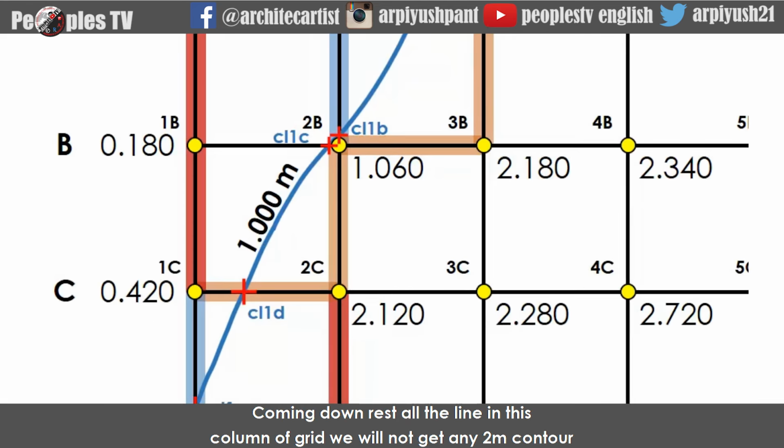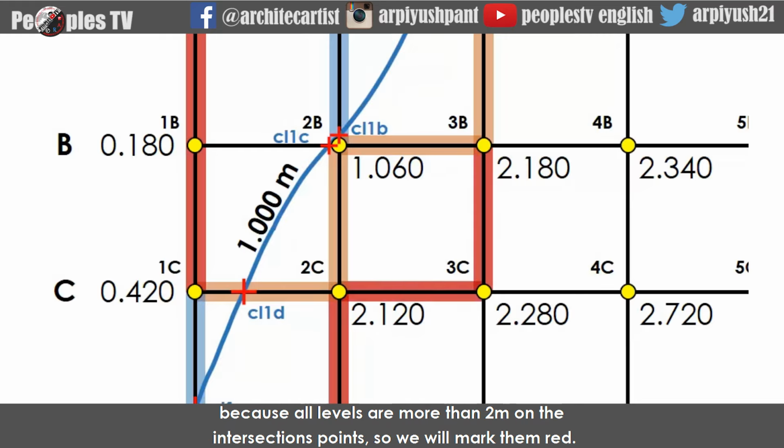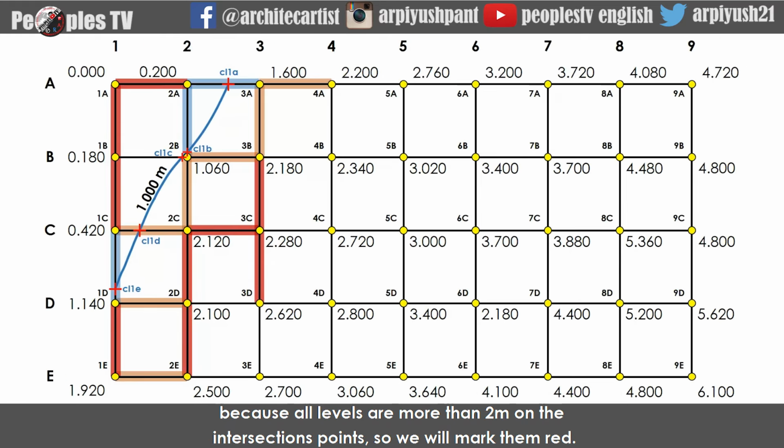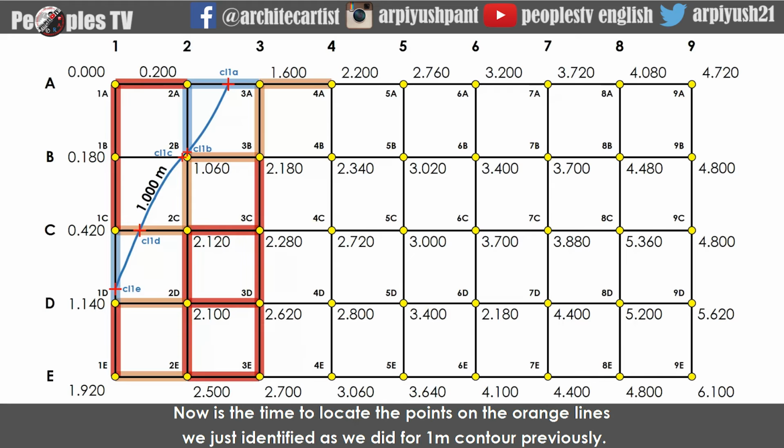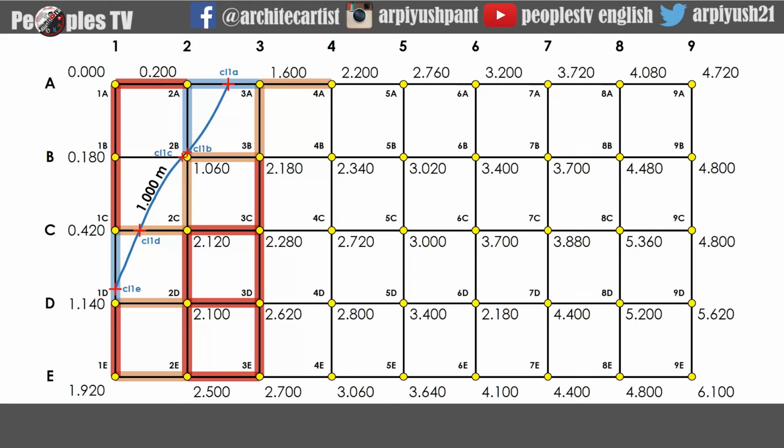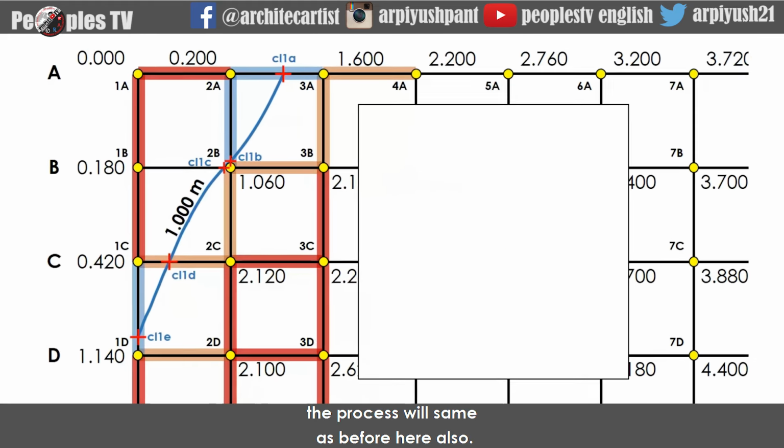Coming down, in the rest of the lines in this column of the grid, we will not get any 2 meter contour because all levels are more than 2 meter on the intersection points, so we will mark them red. Now is the time to locate the points on the orange lines we just identified as we did for the 1 meter contour previously. The process will be the same as before here also.